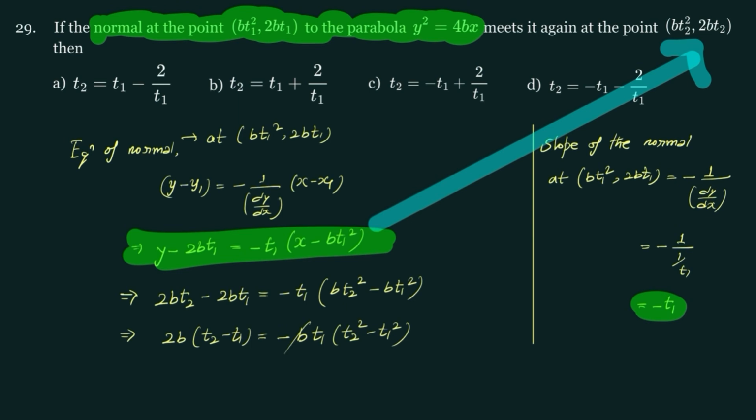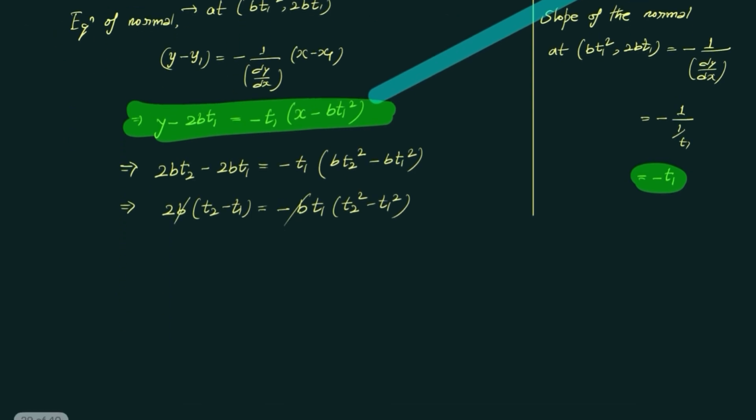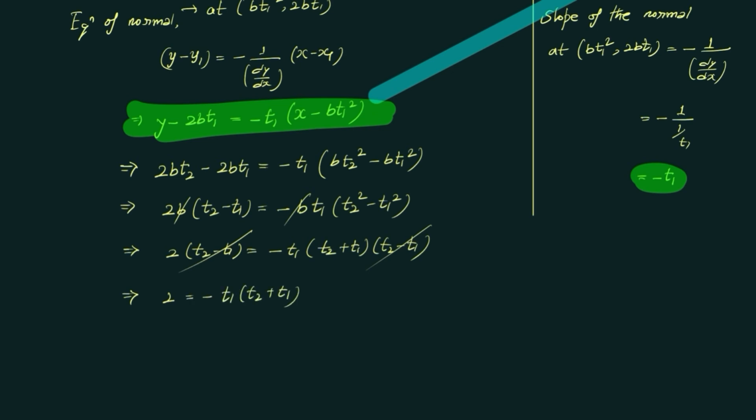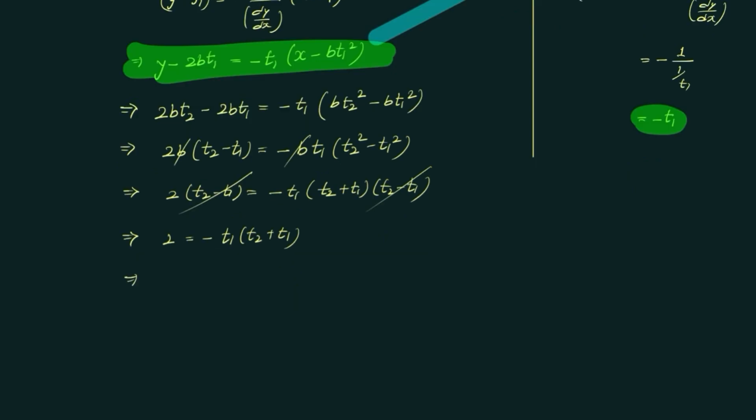So here b and b get cancelled, so this implies 2 times t2 minus t1 equals minus t1 into, see, a square minus b square, t2 plus t1 and t2 minus t1. See, t2 minus t1 gets cancelled, so it will be 2 equals minus t1 t2 minus t1. So hence it will be 2 by t1 equals minus t2 minus t1.